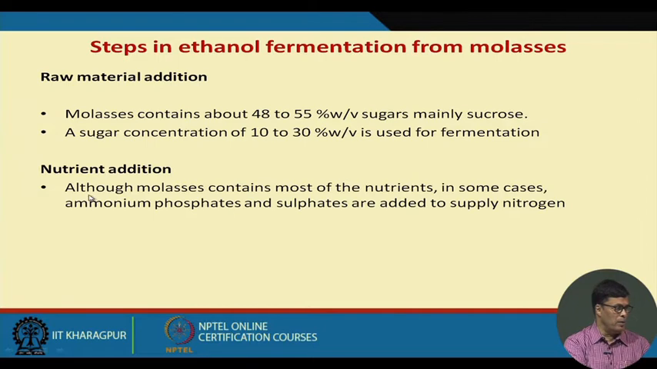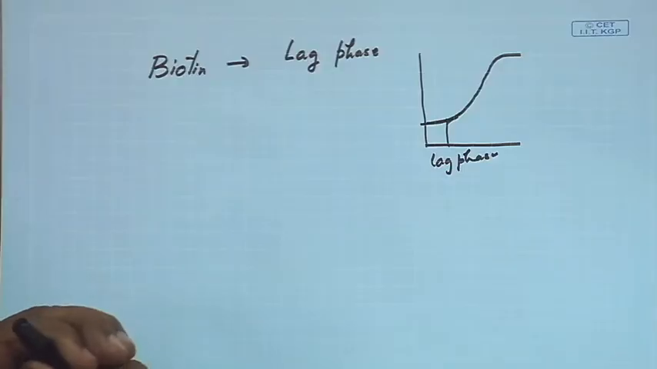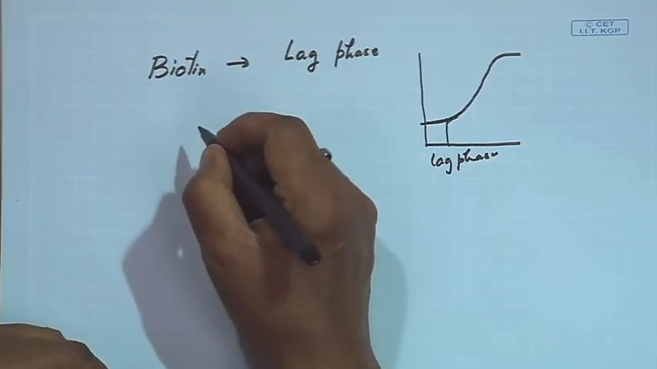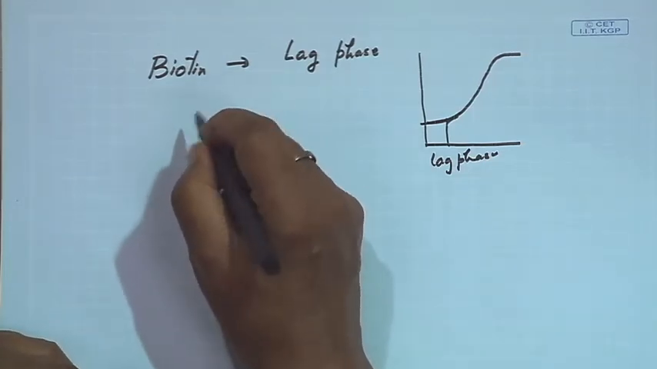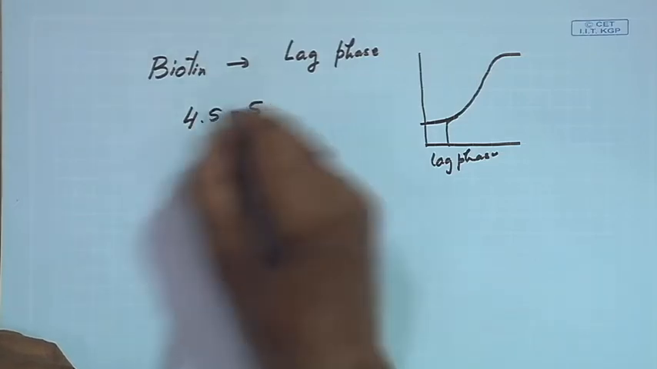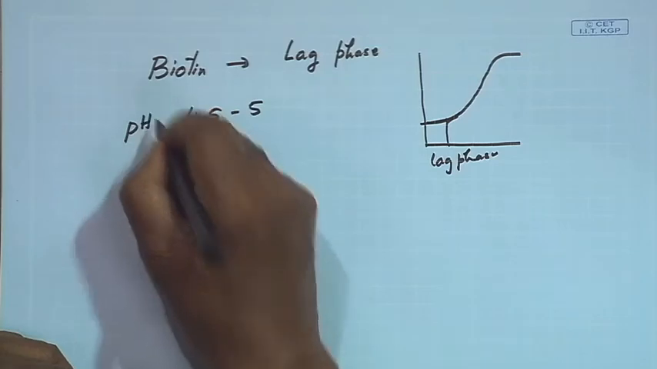Now nutrient: although the molasses contain most of the nutrient, in some cases ammonium phosphate and sulfate are added to supply the nitrogen source. This is usually done. Now here I want to point out one very interesting thing, that I told you that in the yeast fermentation process, we usually maintain the acidic pH, that is 4.5 to 5. This is the pH that we maintain.